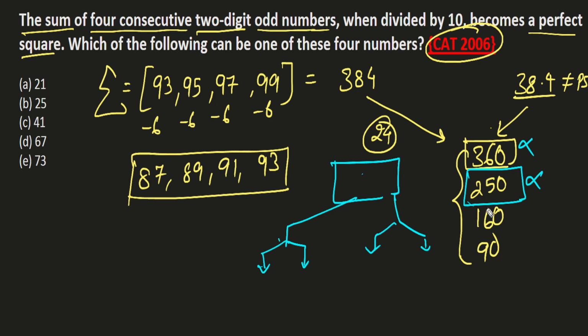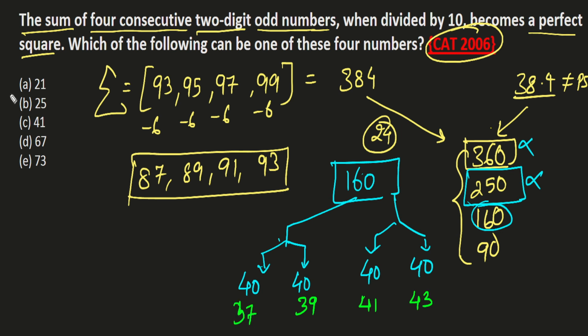So the next number in our list is 160. 160 can be very easily broken down into four numbers. If you're a little slow at number crunching, just do this: 40, 40, 40, 40. Does this make sense? Now manipulate. Take one from here, give one there, so this will become 41 and then this will become 43 and this will become 37. Now if you pay attention, 41 is actually one of those numbers, so this is your answer. So logically we have been able to solve this question.